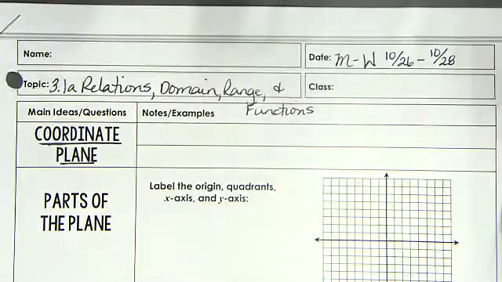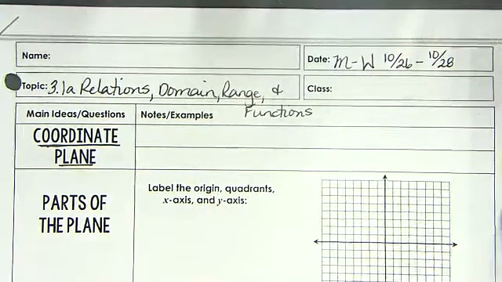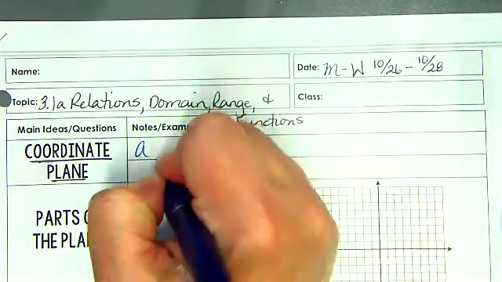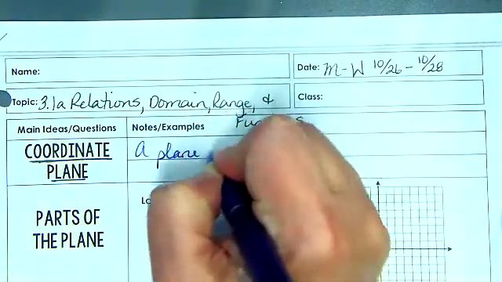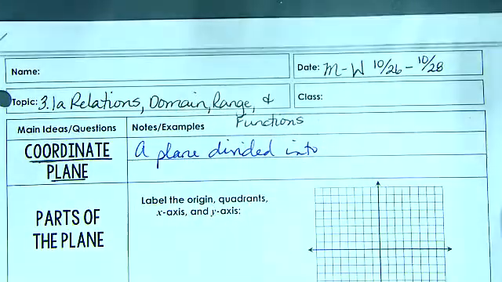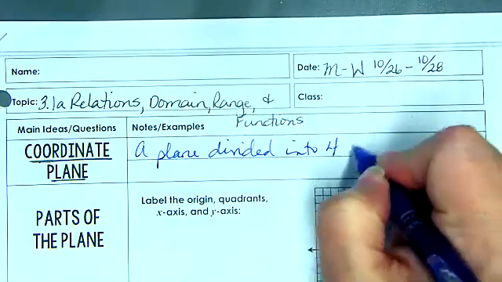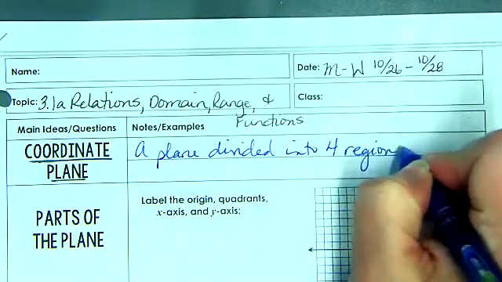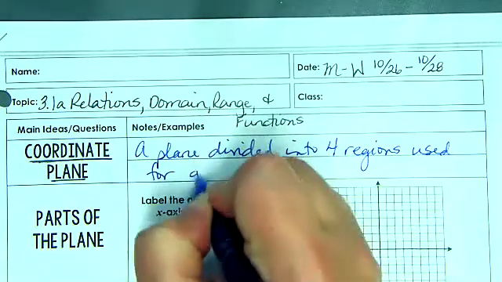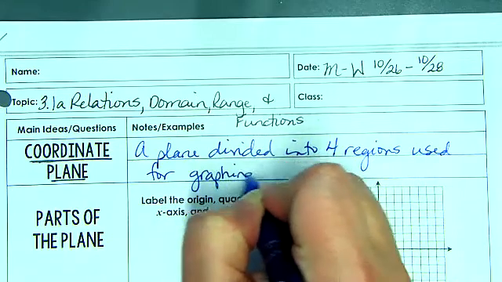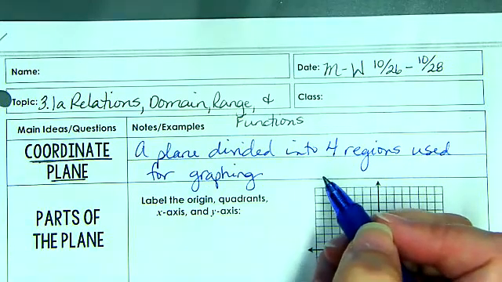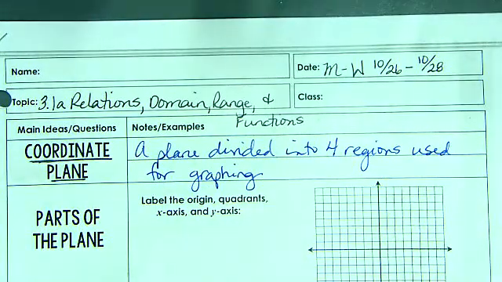So to start with, we're just going to review the coordinate plane and parts about this. So this is going to go pretty quickly. All right, so a coordinate plane is a plane divided into 4 regions used for graphing. And you also received a pink vocabulary section for this unit because there's a lot of new vocabulary. Some of this you're familiar with, we're just refreshing.